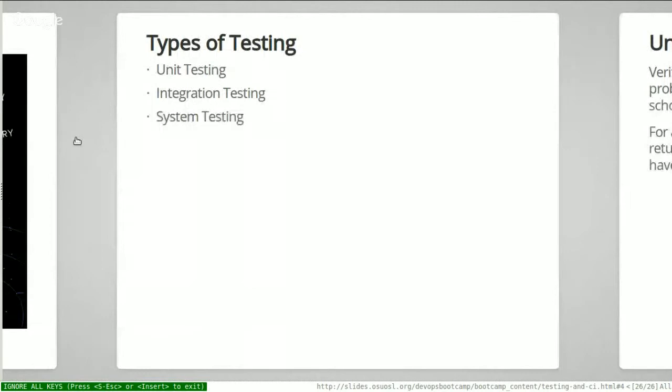So there are several different kinds of testing. There are unit tests, which test individual units of your software, so a certain function or something like that. There's integration testing, which is testing that they all work together within your software. And then there's system testing, which is your software installed on a system, and then testing that whole thing together.